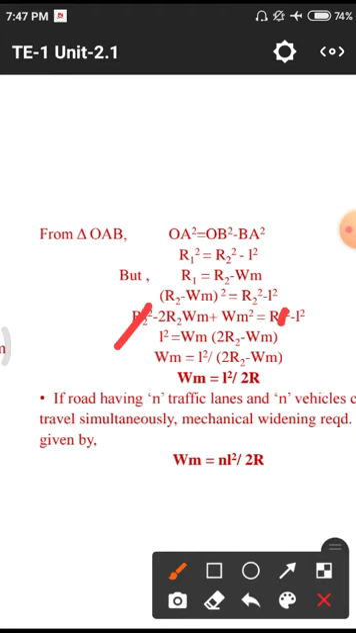After that we will calculate Wm equal to L square by 2R, because the mechanical widening is so small compared to the total length of the road that the minus sign we are calculating is negligible, so we consider Wm equal to L square by 2R. It is the formula for mechanical widening.